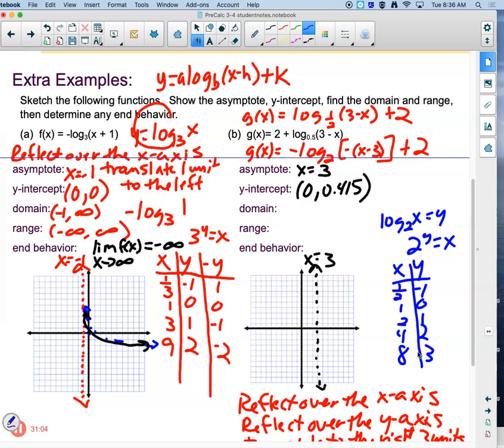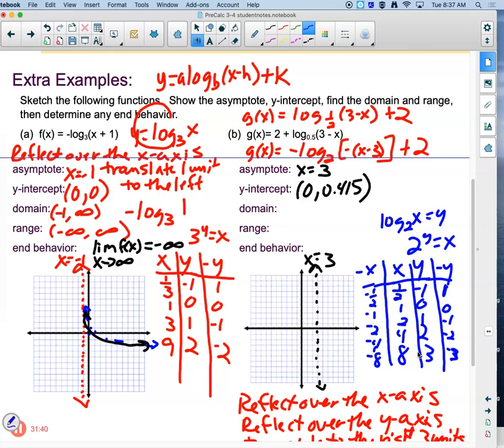But this one had us reflecting over both the x and the y axis. So that means I need to make my x's negative, and I need to make my y's negative in order to get that shape on there. So negative 1/2, negative 1, negative 2, negative 4, negative 8, and positive 1, 0, negative 1, negative 2, negative 3. So that's going to be my shape, which takes care of my reflections. And then I can just translate it once I get that done.